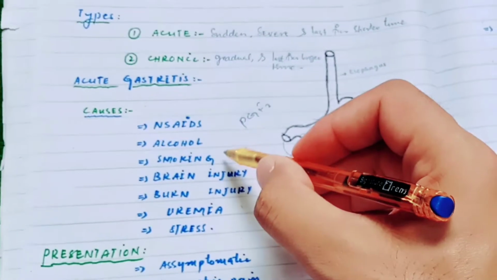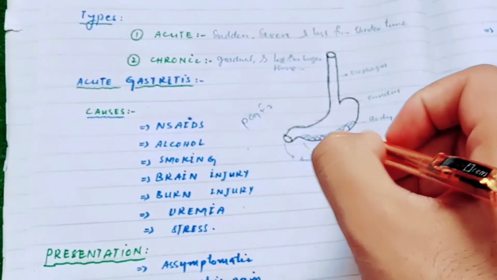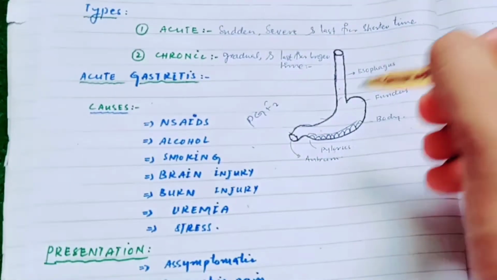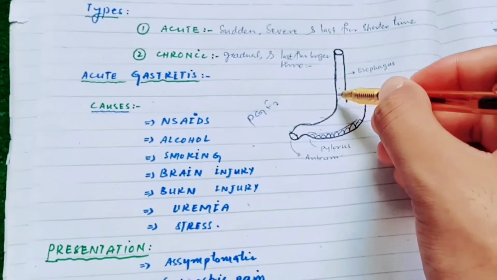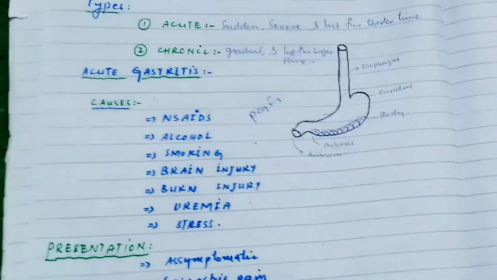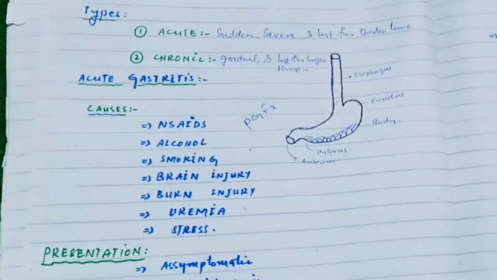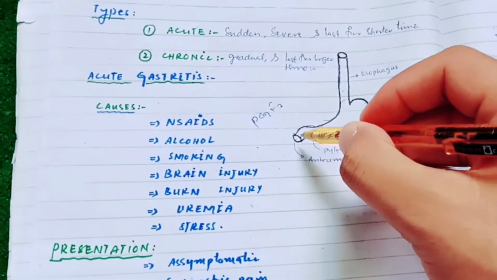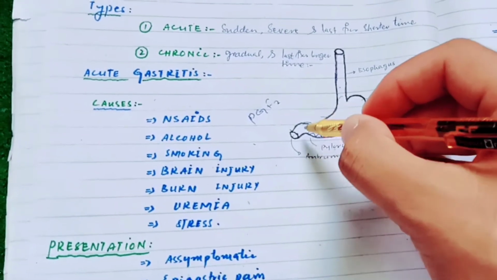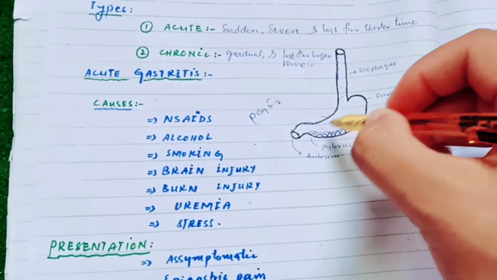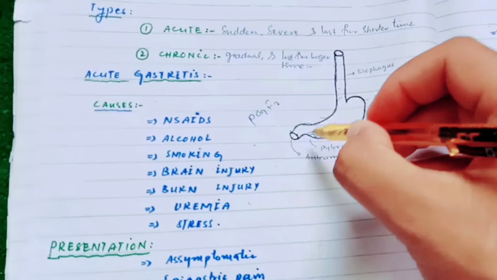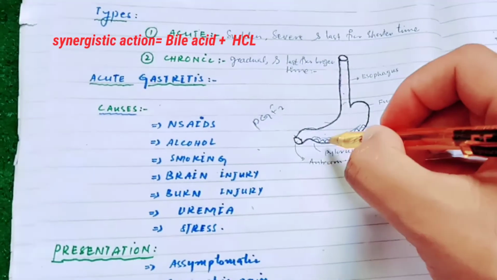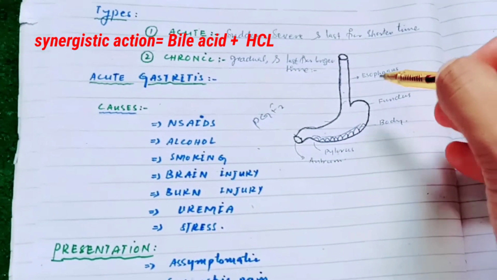The other is alcohol, which directly irritates the stomach mucosa, and smoking, which directly relaxes the lower esophageal sphincter as well as the pyloric sphincter. And when the pyloric sphincter is relaxed, there will be a big flow of bile acid into the stomach, and this bile acid along with HCl will have a synergistic effect, and it will irritate and inflame the stomach mucosa.